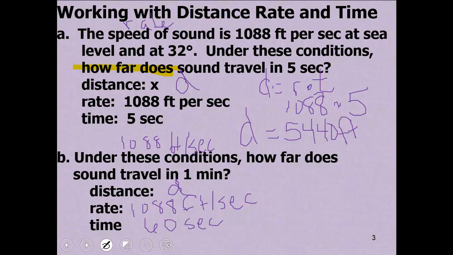All I did was convert that into seconds. And then I'm going to apply the same formula. I'm looking for D, so D equals R times T. And I have 1,088 times 60. So I take 1,088 and multiply it by 60, and I get 65,280 feet in 60 seconds.